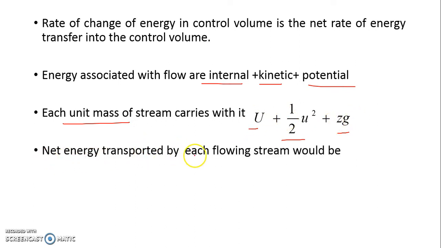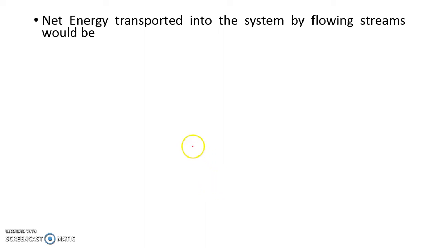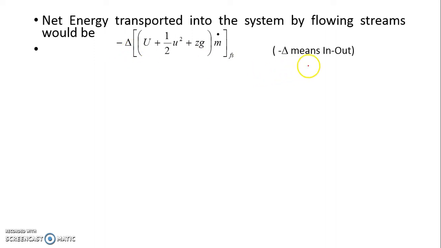So the net energy transferred by each flowing stream would be this. When I multiply it with m dot, that is the rate of mass going in, I get the total energy equation. Okay. Now the net energy transported into the system by the flowing stream would be this, where this delta refers to in minus out. So if it is out minus in, this will be plus.